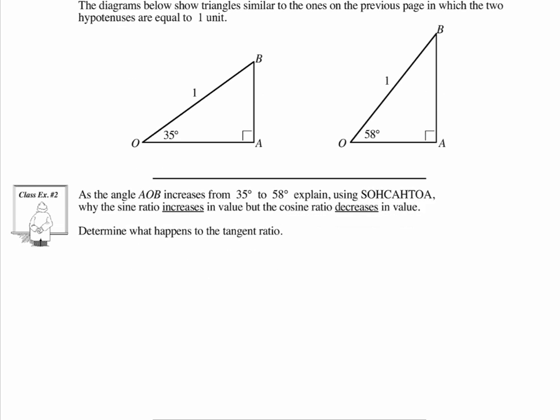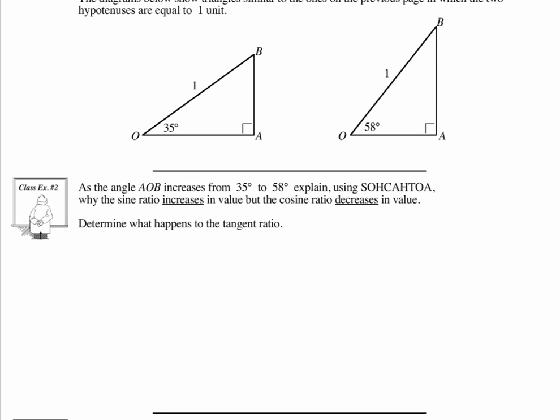Okay, this is a really good question and a great test question. So it's more about the theory behind it. As angle AOB, so A to O to B, when they write it like that, they're really talking about angle O, the inside one. As it moves from 35 degrees to 58, say the hypotenuse is a length of 1. Here's 58, and here is 35. It says, why does the sine ratio increase, but the cosine ratio decrease? Determine what happens to the tangent ratio.